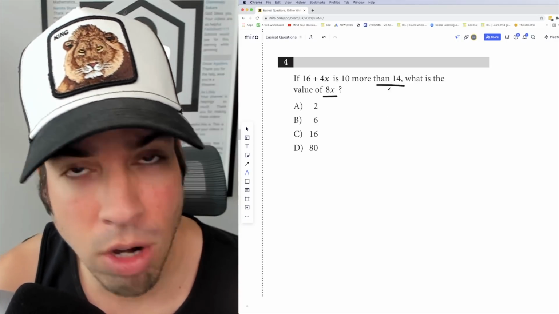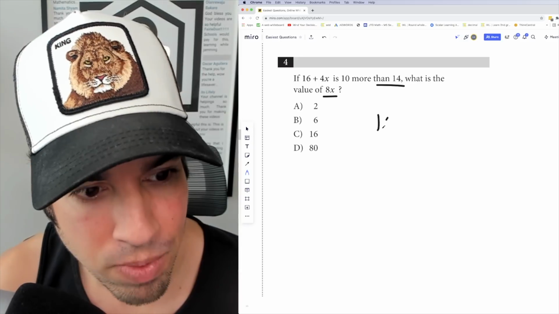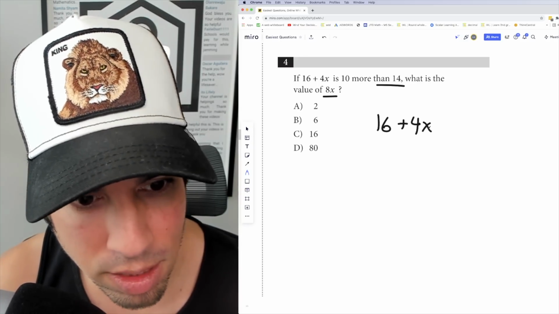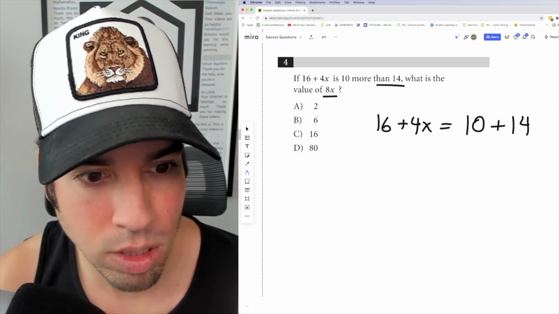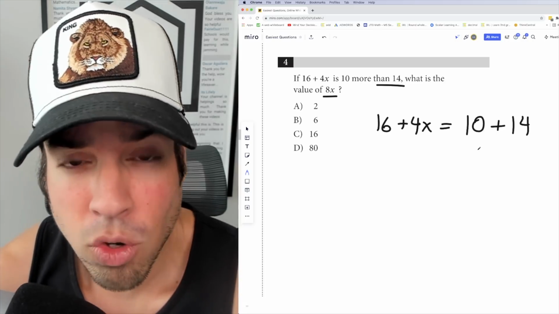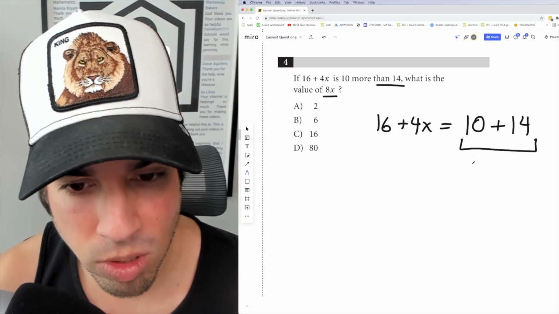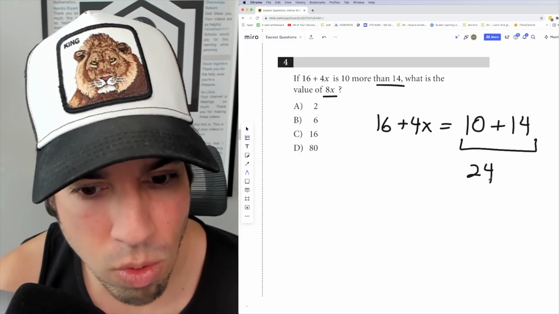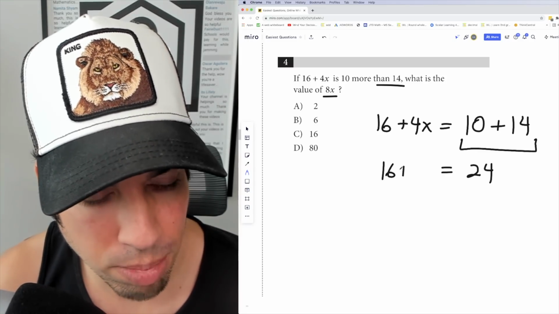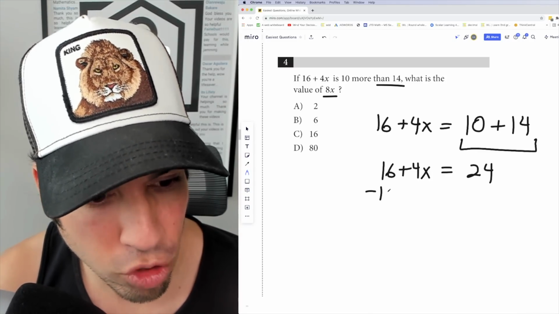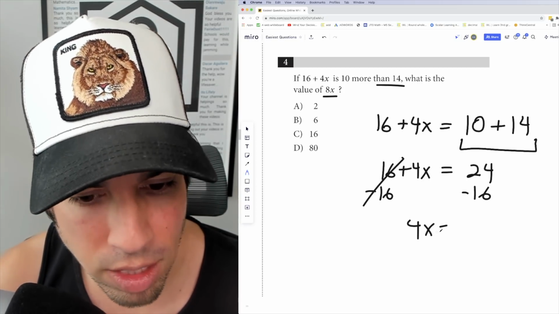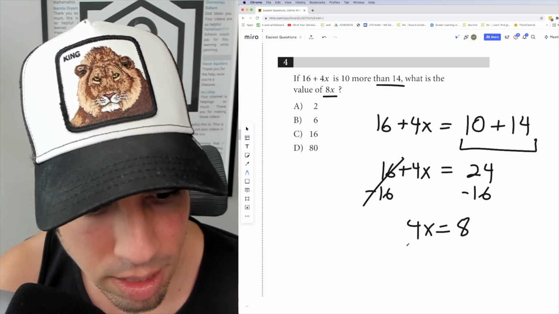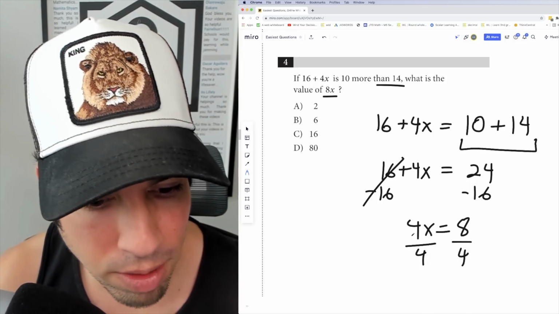Check it out. I'm going to turn this into an equation immediately. 16 plus 4x is 10 more than 14. What is the value of 8x? I got an equation. Now we solve, no problemo. 10 plus 14 is 24 equals 16 plus 4x. Subtract 16 from both sides. Boom. 4x equals 24 minus 16, which is 8. Divide by 4. Divide by 4.